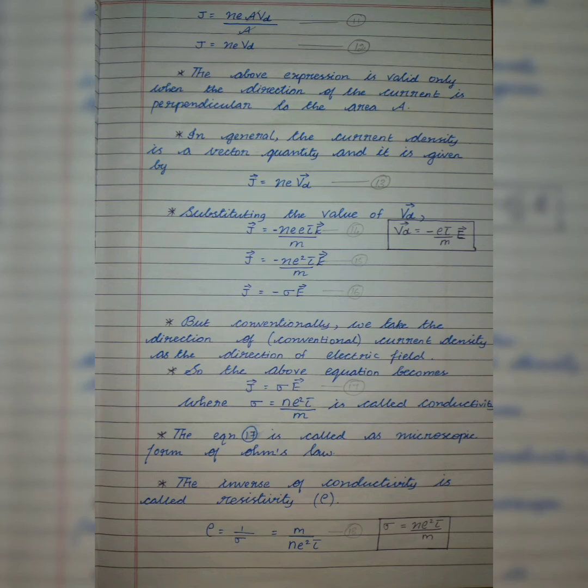இப்போ இதில் நியூமரேட்டர்லையும் A இருக்கு, டினாமினேட்டர்லையும் A இருக்கு. So A and A gets cancelled and therefore J is equal to NEBD. இதை நம்ம equation number 12 கன்சிடர் பண்ணியிருக்கோம். And this expression is only valid when the direction of the current is perpendicular to the area A. In case if it is in parallel direction then this equation is not valid.